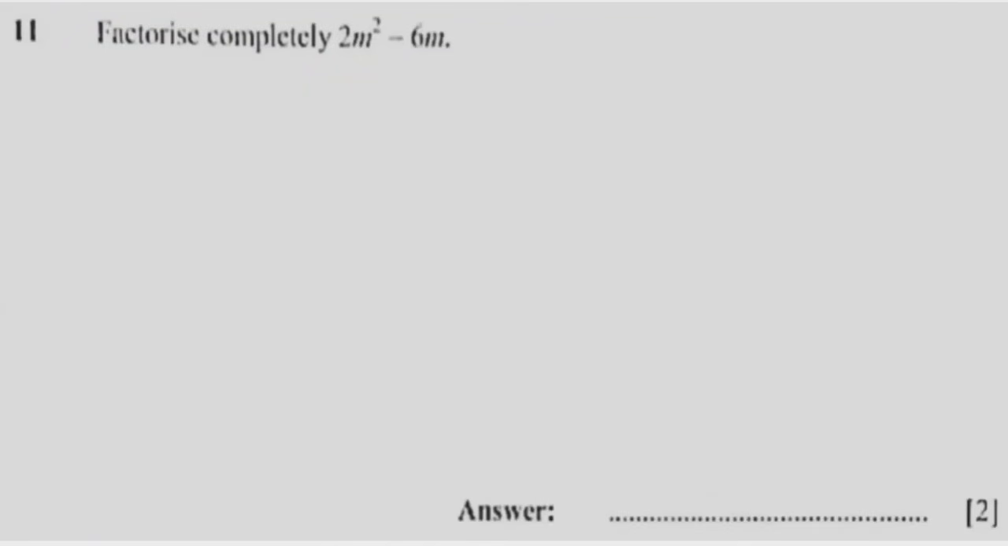Question 11 of section B is as follows. Factorize completely 2m squared minus 6m. So we want to factorize this one. So what we're going to do first, we're going to write the same expression in the question, which is 2m squared. So remember, this is squared, minus 6m.